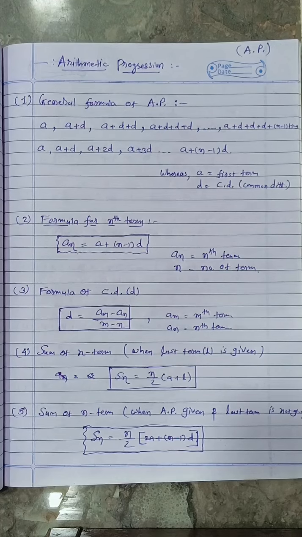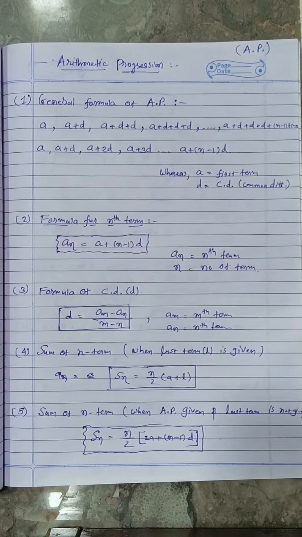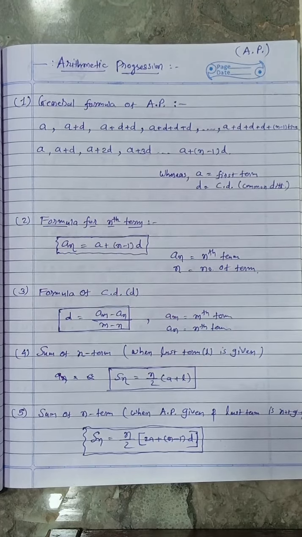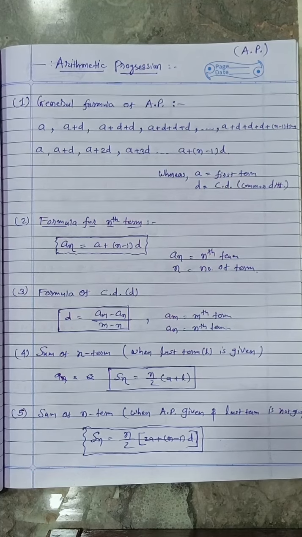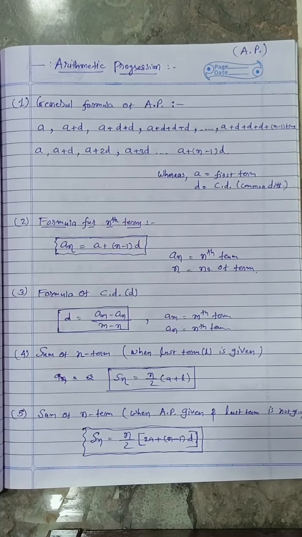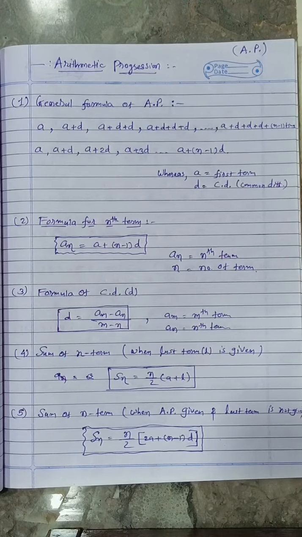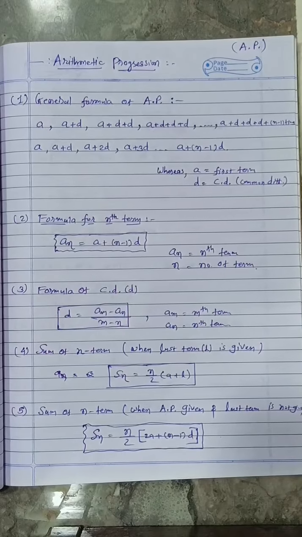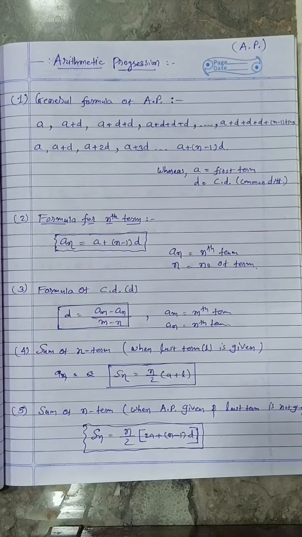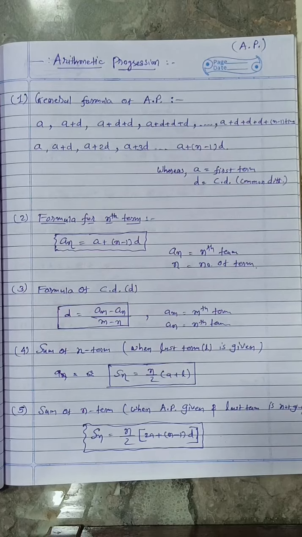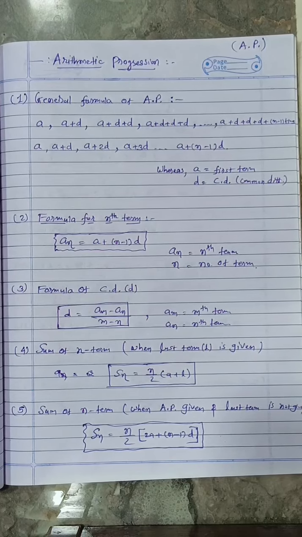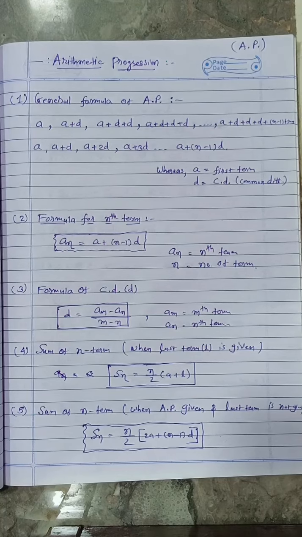AP means arithmetic progression. First formula is the general form: a, a plus d, a plus 2d, a plus 3d, up to a plus (n minus 1) into d, where a is the first term and d is the common difference. Second formula for nth term: an is equal to a plus (n minus 1) into d, where an is the nth term and n is the number of terms.